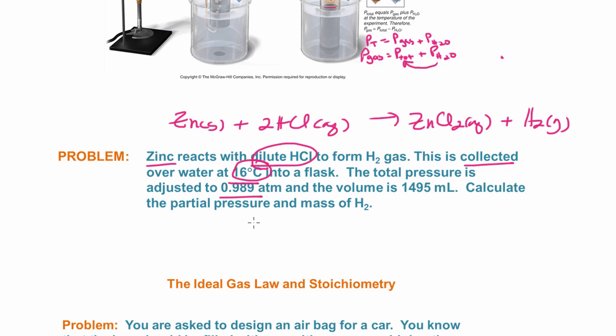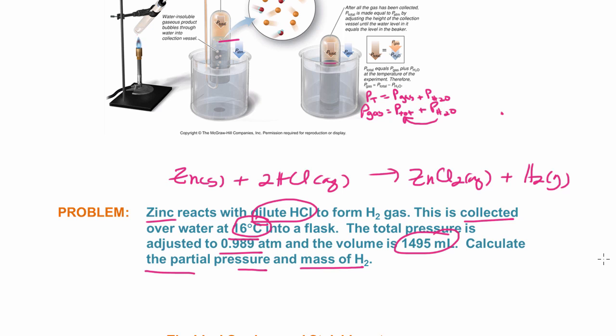So that's when the reaction is over and we go ahead and equalize the pressure. And we're told that the volume is 1495 milliliters. We need to calculate the partial pressure and mass of the hydrogen gas. The first thing we need to do here is find the partial pressure of the water vapor and subtract that from the total pressure.